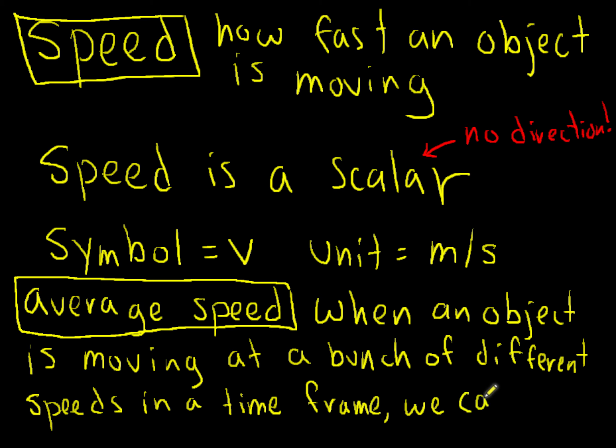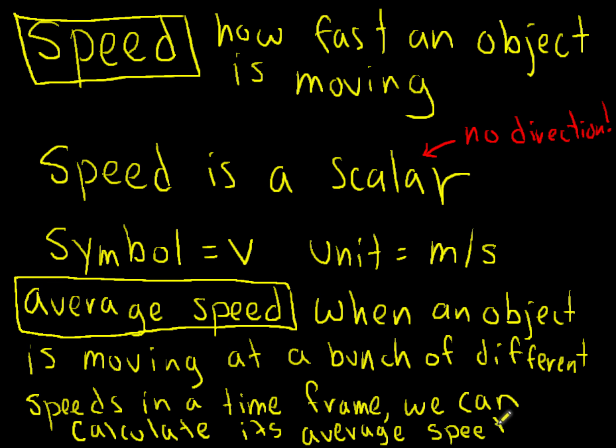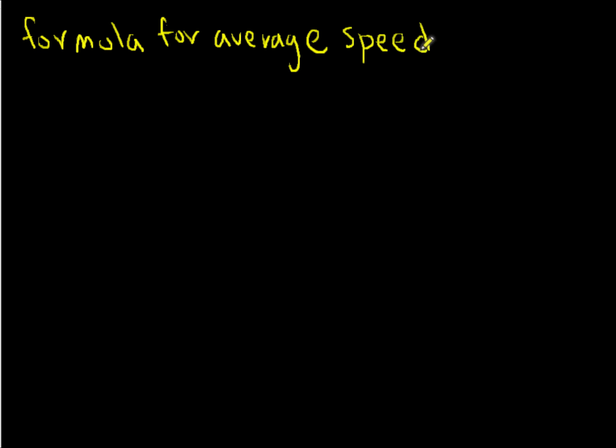We can calculate average speed. There's a formula for average speed. It's probably one you've seen before. The formula we use for average speed is v average equals delta d over delta t.